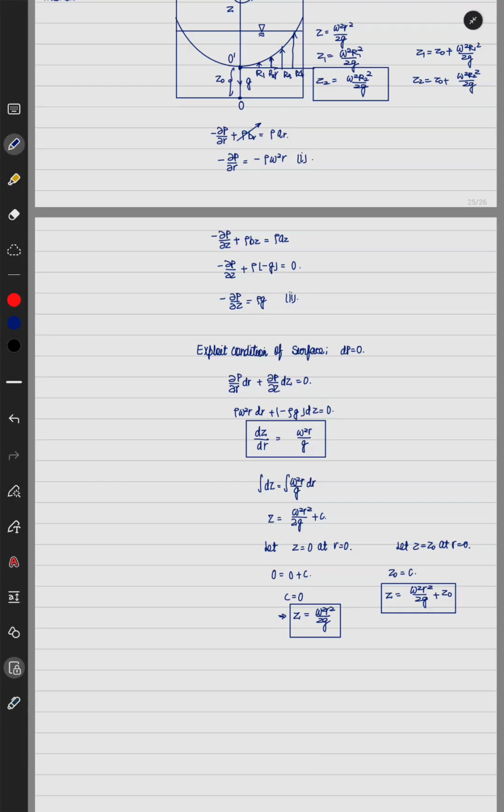From the next class, this is the total completion of fluid statics. We will start fluid kinematics, and in that class we will discuss the Eulerian approach, the Lagrangian approach, and then continue further. So thank you for this class.